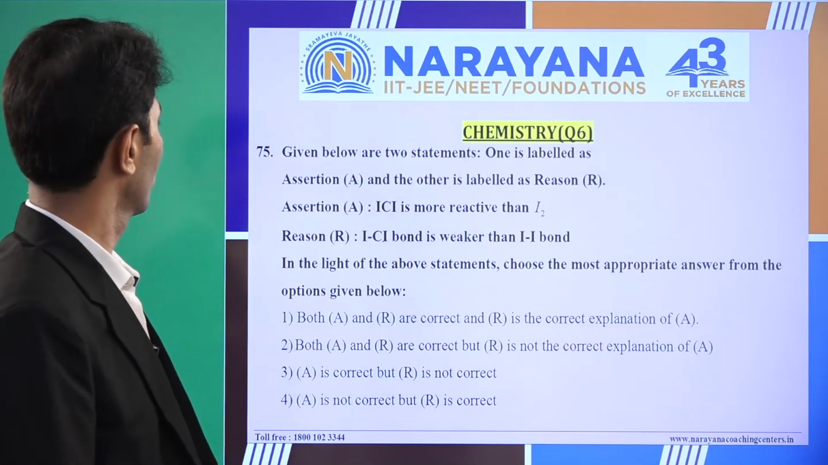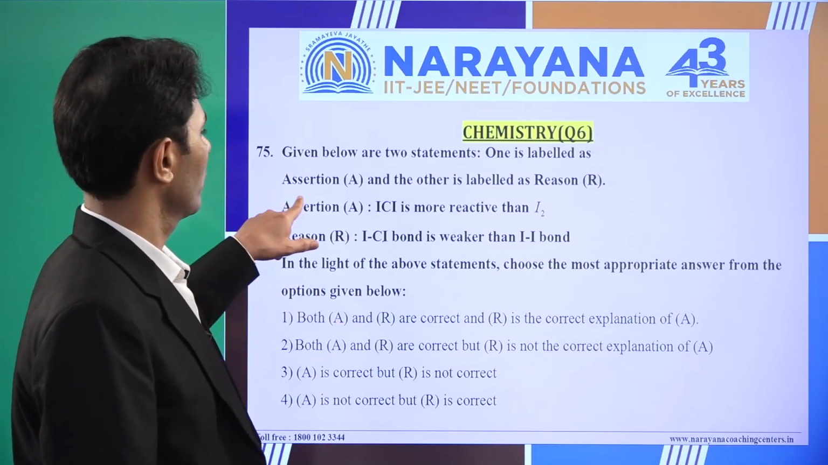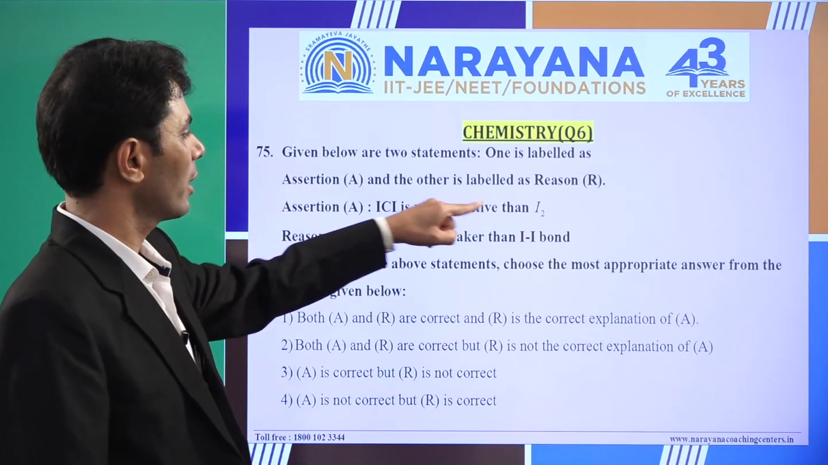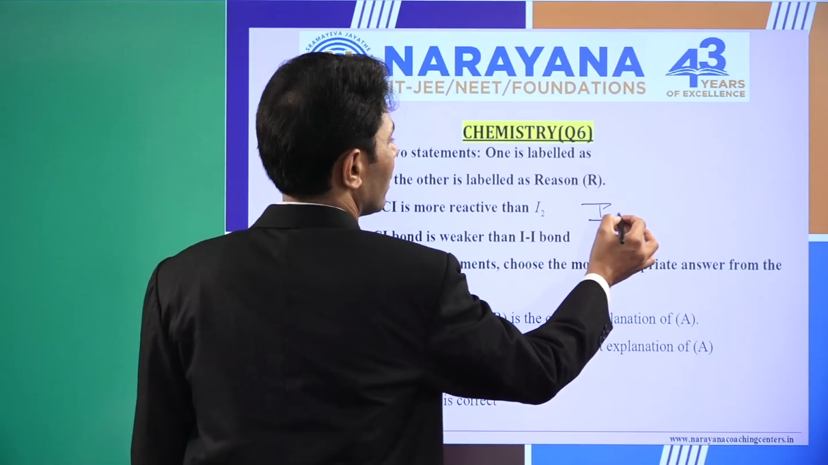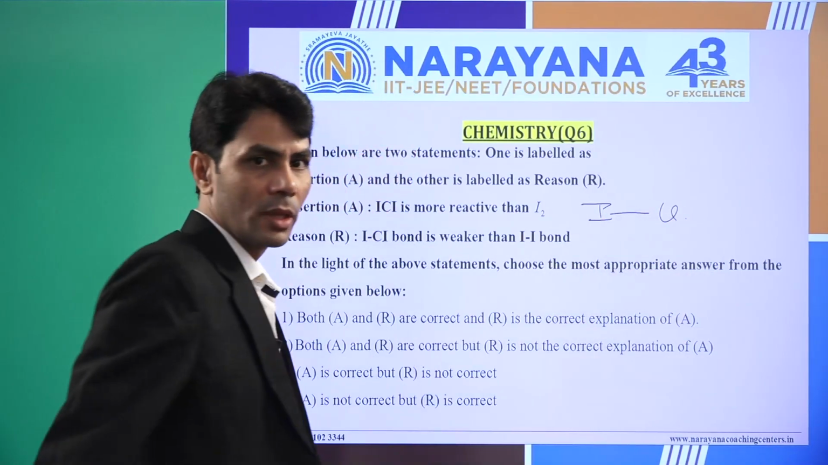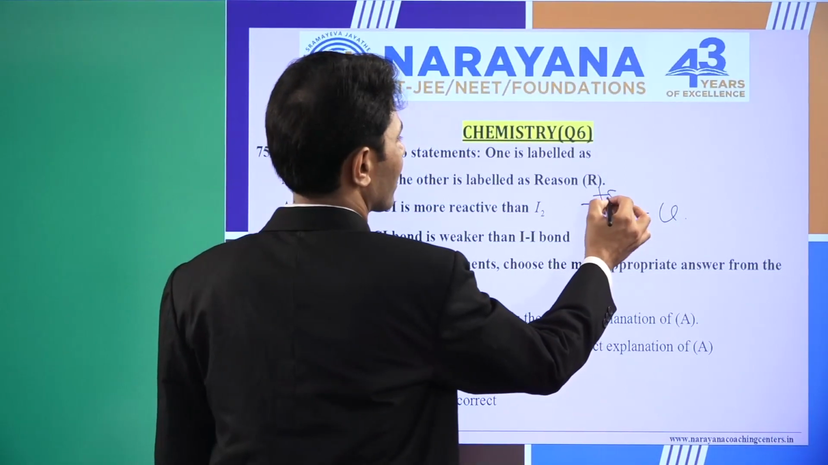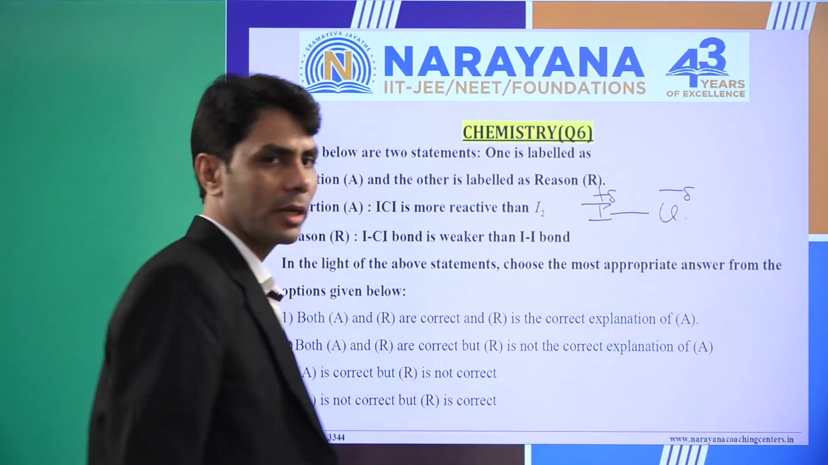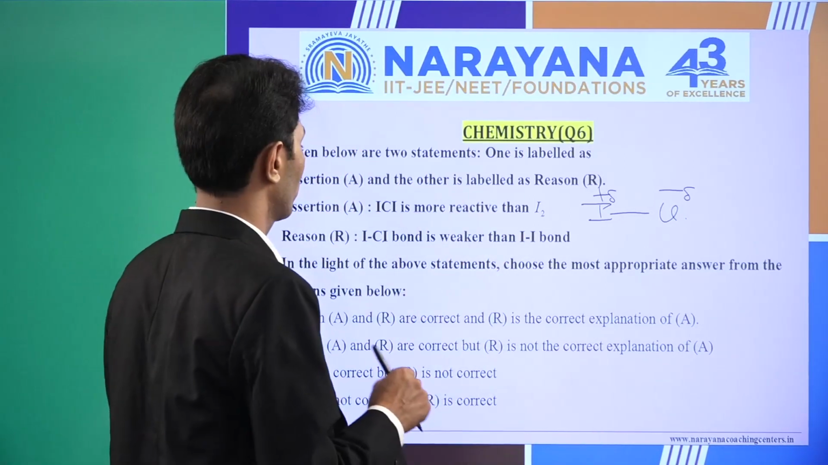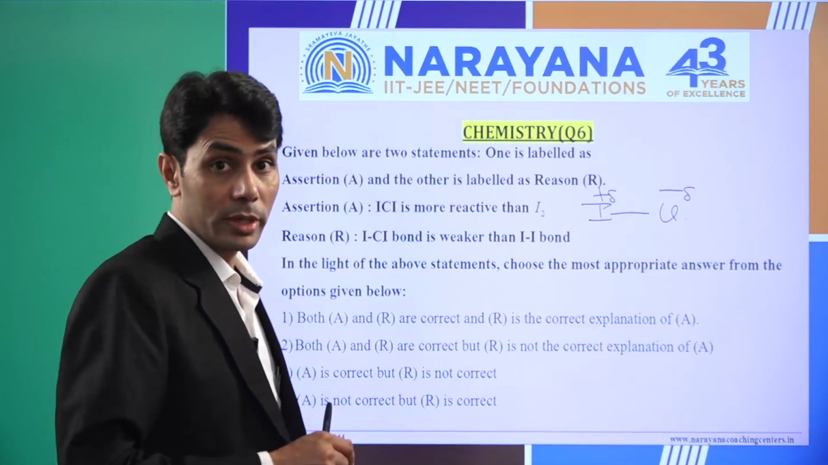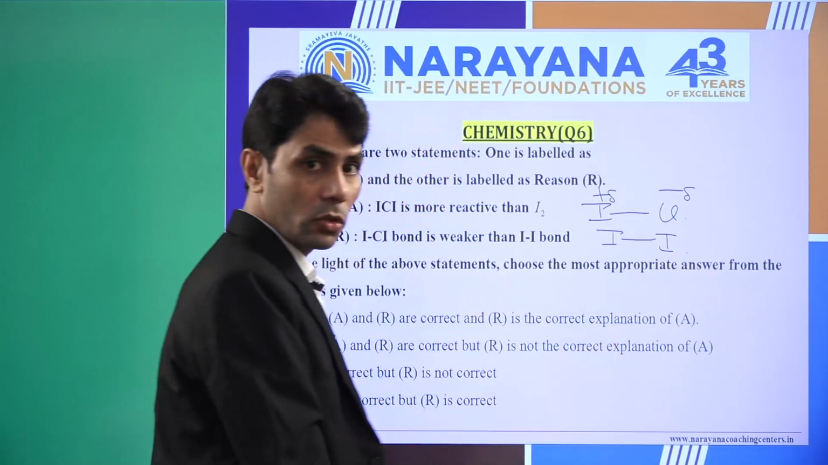Again a very simple theoretical question. Given below are two statements. First is the assertion. They are saying ICl is more reactive than I2. Yes, obviously. Why? Because ICl has polarity. It is an interhalogen compound. Iodine is slightly positively charged and chlorine is slightly negatively charged, because chlorine is more electronegative than iodine. That's why it is a polar molecule. So it is more reactive with respect to a non-polar molecule, which is I2.